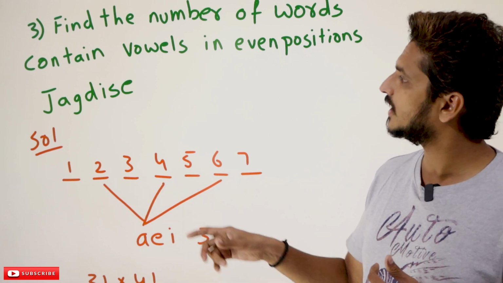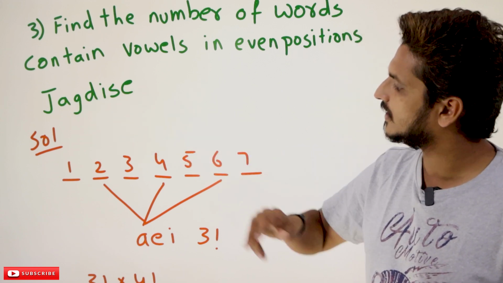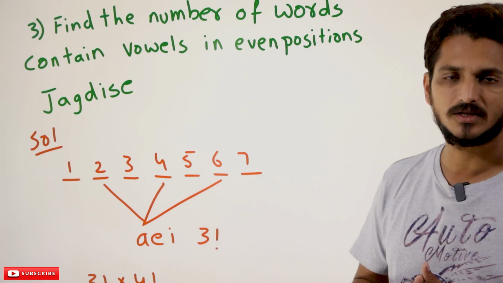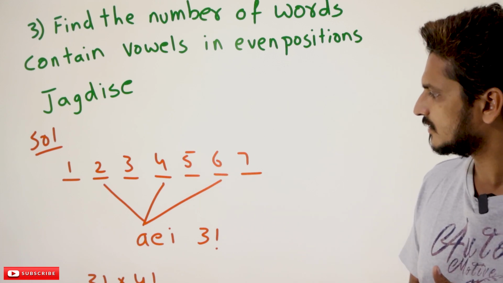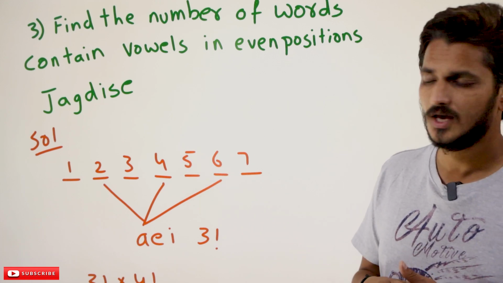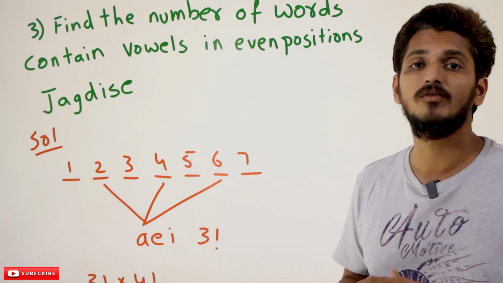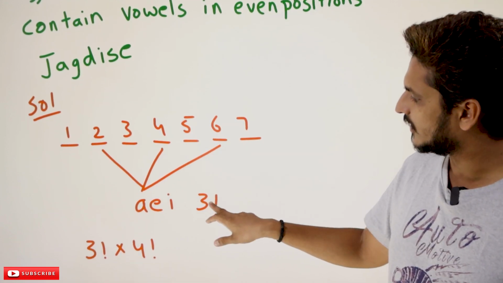How many vowels are there? A, E, I, O, U are the vowels. A, I, E are present. Total 3 vowels are present. 3 even places are present here: second position, fourth position and sixth position. 3 vowels can be filled in 3 positions in 3 factorial ways.